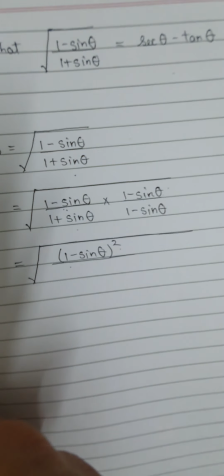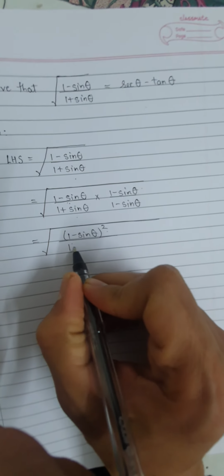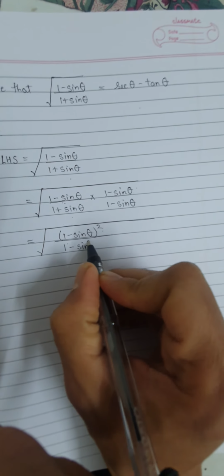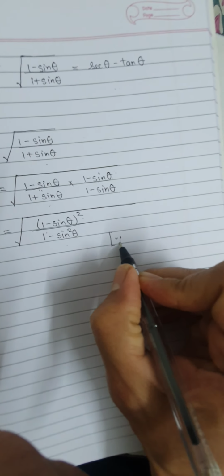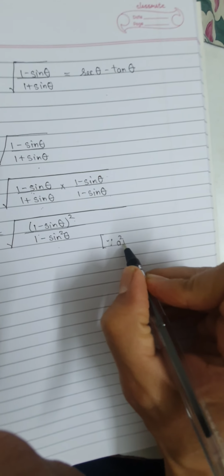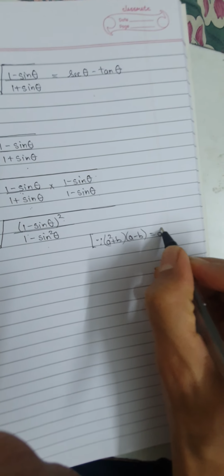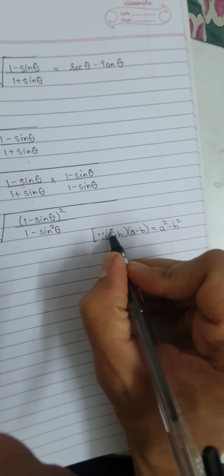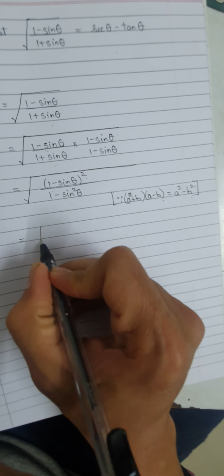And in the denominator, you can see it is a plus b into a minus b. So a plus b into a minus b becomes 1 minus sine square theta, that is, 1 squared minus sine squared theta. So just mention the identity: a plus b into a minus b is a square minus b square. Once you've applied that, you go for the next step.